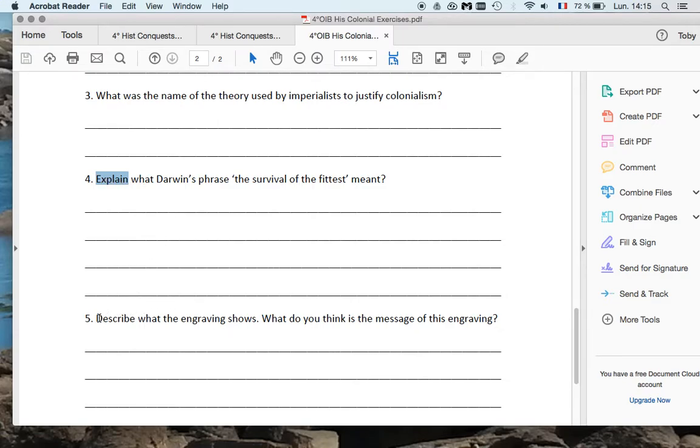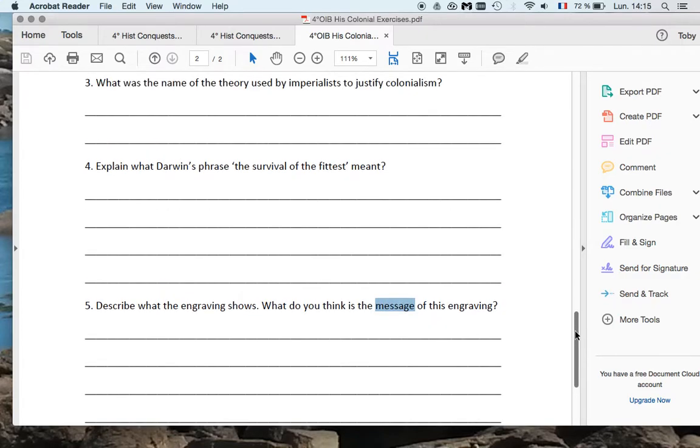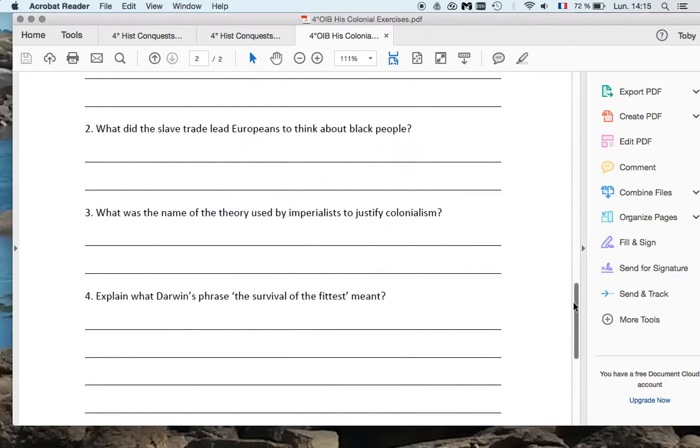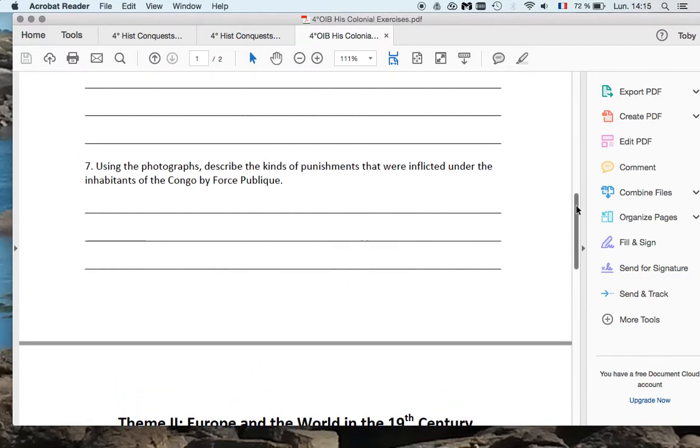And the last one asks you to describe the engraving. It's the engraving I just showed you on the previous document. And you have to explain what you think is the message of this engraving. What is it trying to say? Okay, these are what we call command words. What do you think? Explain, describe, and so on.